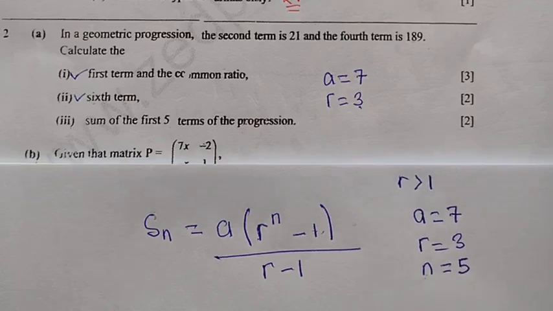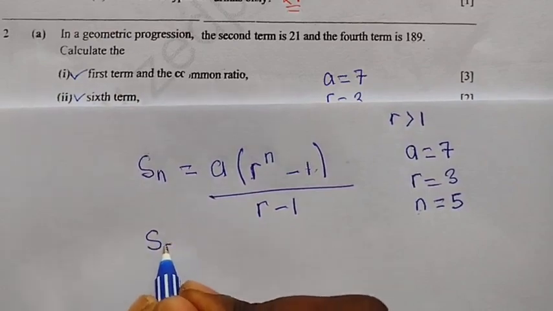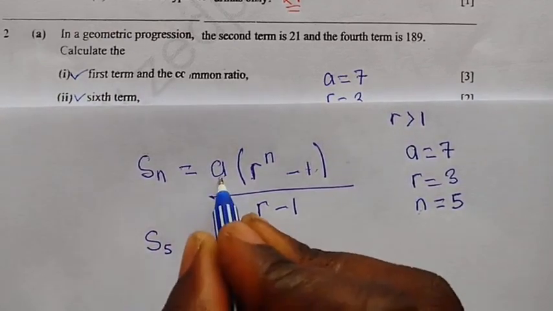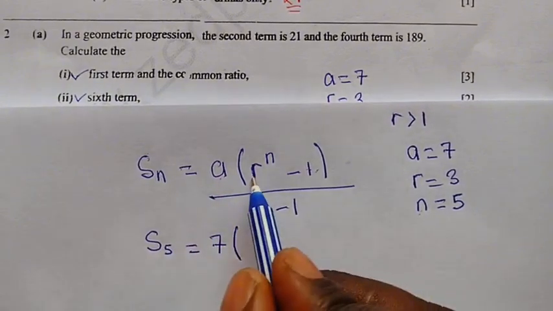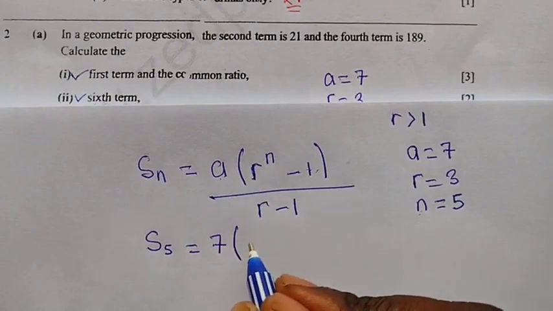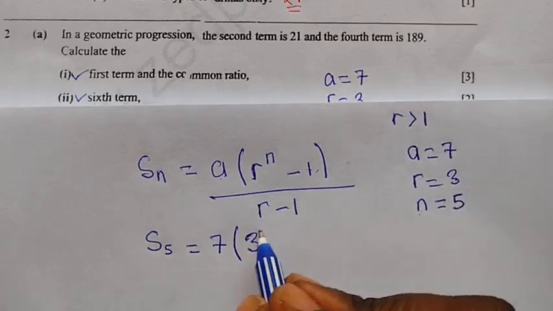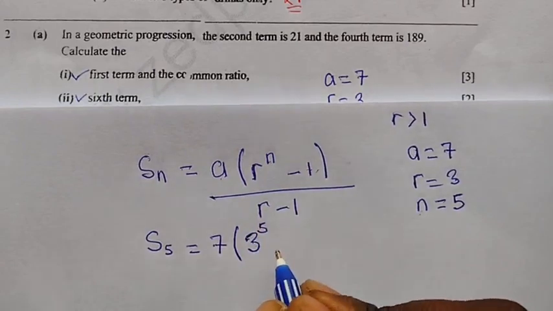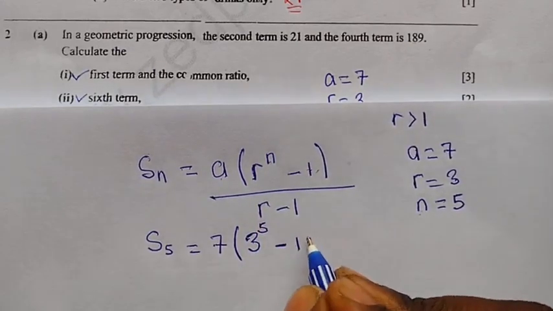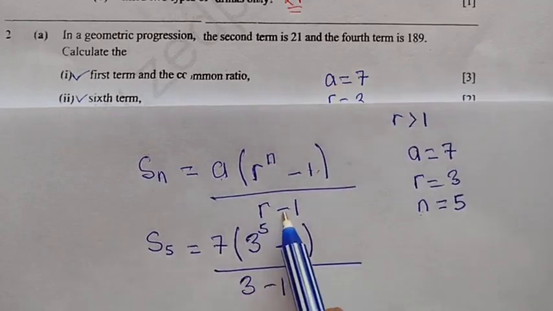So we just now need to substitute in our formula. Sum of 5 terms is equal to, where there is A, we put a 7, open bracket. Where there is R, we put a 3, because the value of R is 3. Then where there is N, we put a 5. So it's 3 raised to the power of 5, minus 1, close bracket, over 3 minus 1, which is R minus 1.